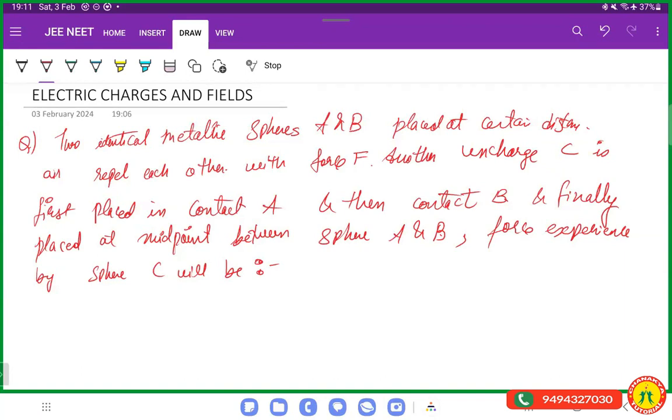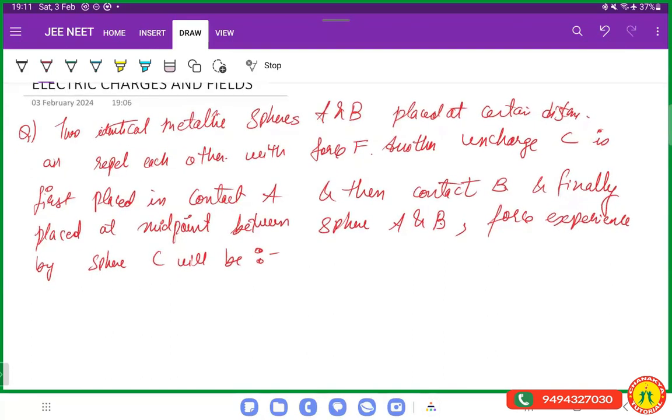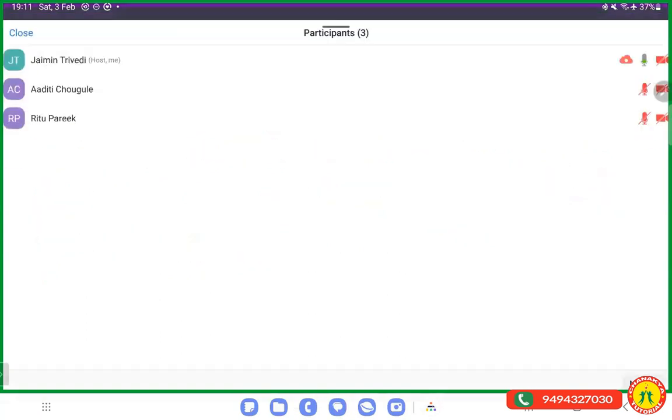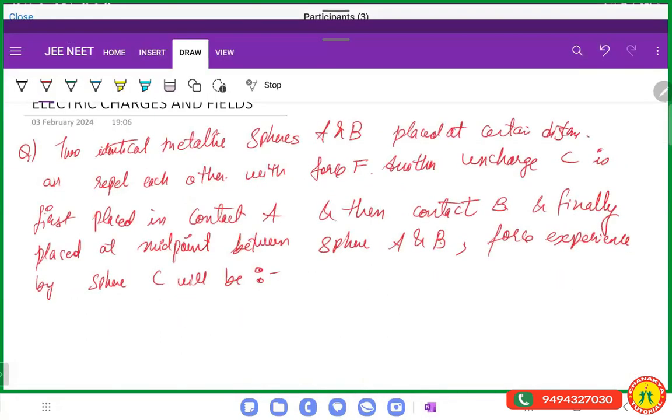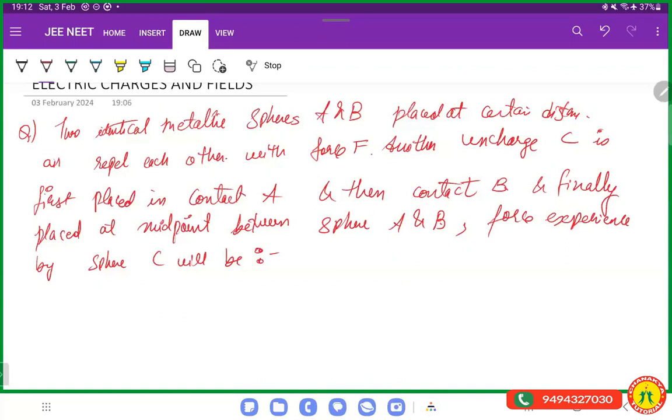Sir, is the answer 3F by 4? It is option number B. Option B. It is 3F by 4. Yes. Aditi, what about you? Are you able to get this? You want me to solve? Yeah, sir, I haven't revised this list. Okay, no problem.